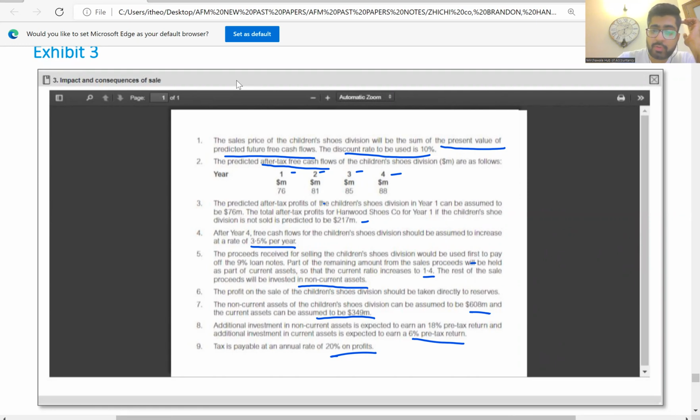Part of the remaining amount of sale proceeds will be held as part of current assets so that current ratio increases to 1.4. Rest of the sale will be invested in non-current assets. Profit on the sale of children's shoes division should be taken directly to reserves. Non-current assets of children's shoes division can be assumed to be 608, current assets 349. Additional investment in non-current assets is expected to earn an 18% pre-tax return. Current assets expect to earn 6% return. Taxes payable 20%. Okay, so I'm doing requirement A now.